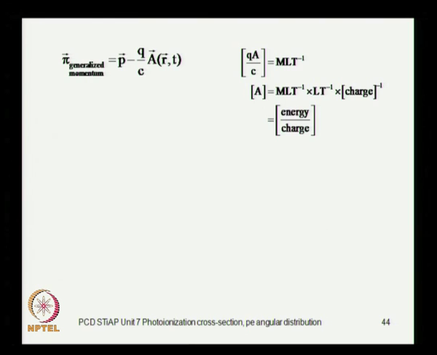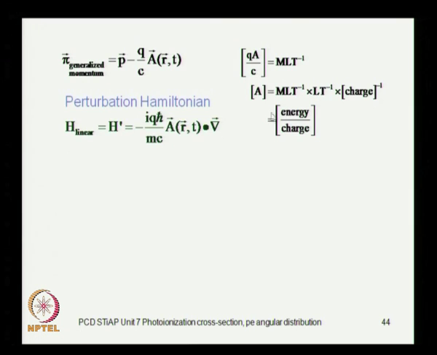And this is our generalized momentum. Notice that the vector potential has got dimensions of energy over charge. In the perturbation Hamiltonian, there are two terms. There is a linear term in A, and there is also a quadratic term in A square, which we have seen in the previous expression for the Hamiltonian, right.